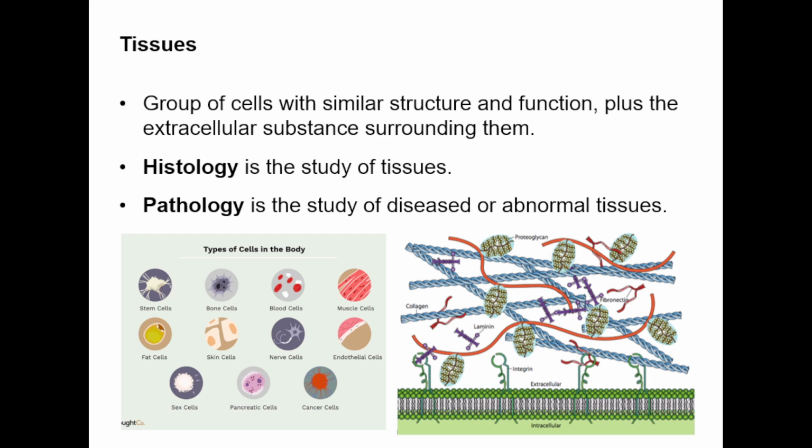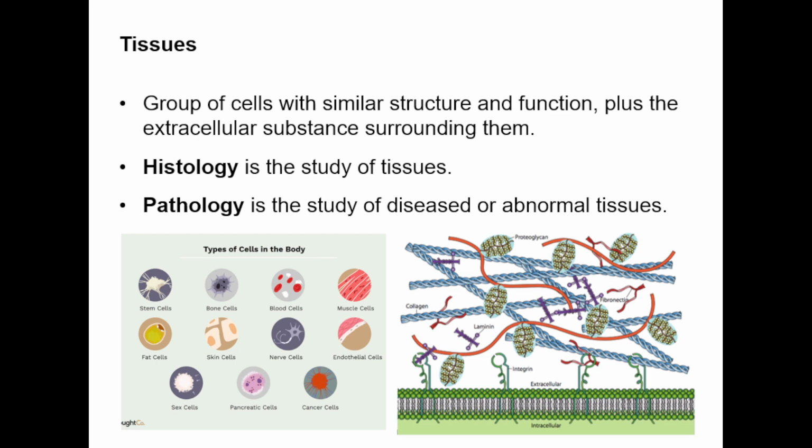Alright, so first let's define what tissues are. Tissues are a group of cells, and usually these cells have similar structure and function, plus they are accompanied by an extracellular substance. So from the word itself, extracellular, they are found outside of the cells or in between the group of cells. Okay? So in the picture below, you can see the different types of cells found in the body. And on the picture on the right, these are the extracellular substances found in between these cells. So we'll be discussing them in detail as we go along.